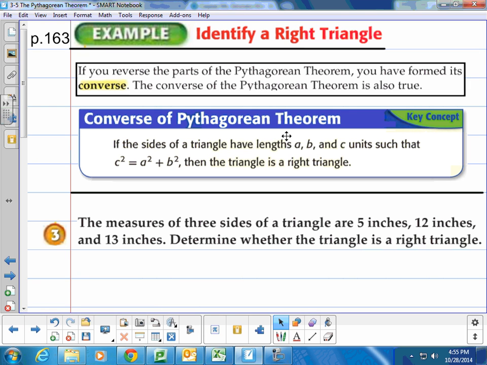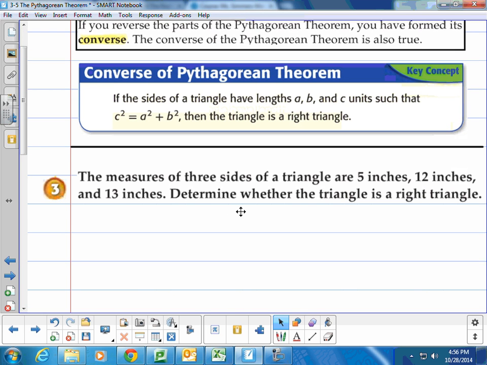All right, last little set here. If you reverse the parts of the Pythagorean theorem, you've formed its converse. The converse of the Pythagorean theorem is also true. So if the sides of a triangle have lengths A, B, and C units, such that C squared equals A squared plus B squared, or reverse those around, that's okay, the triangle is a right triangle. This just means if you're not shown a triangle, you're just given lengths, you can plug them in, and if it's true, meaning both sides remain equal, then it is a right triangle. So we'll show you that here.